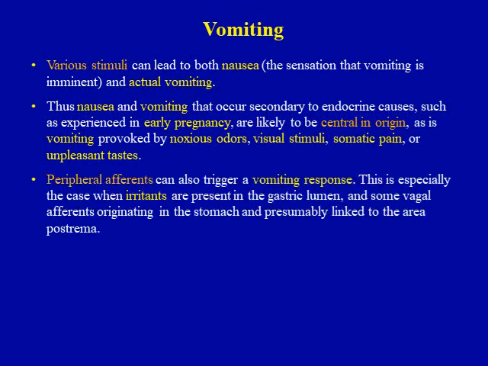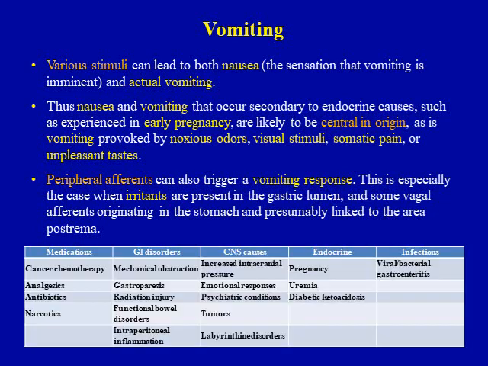Peripheral afferents can also trigger a vomiting response. This is especially the case when irritants are present in the gastric lumen and some vagal afferents originating in the stomach, presumably linked to the area postrema.